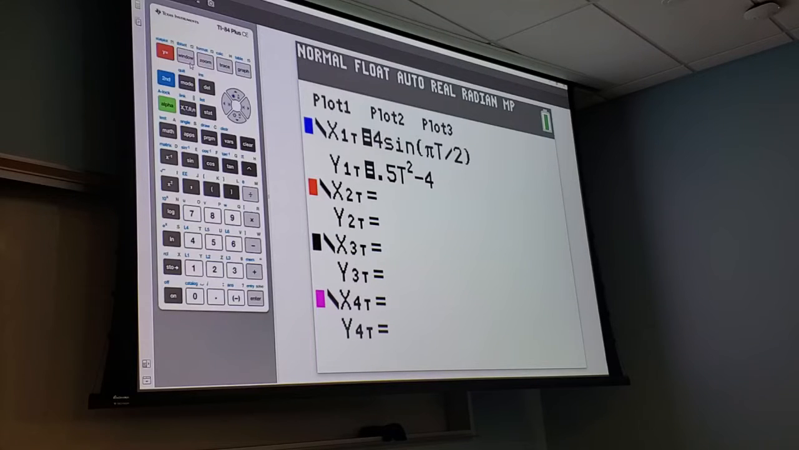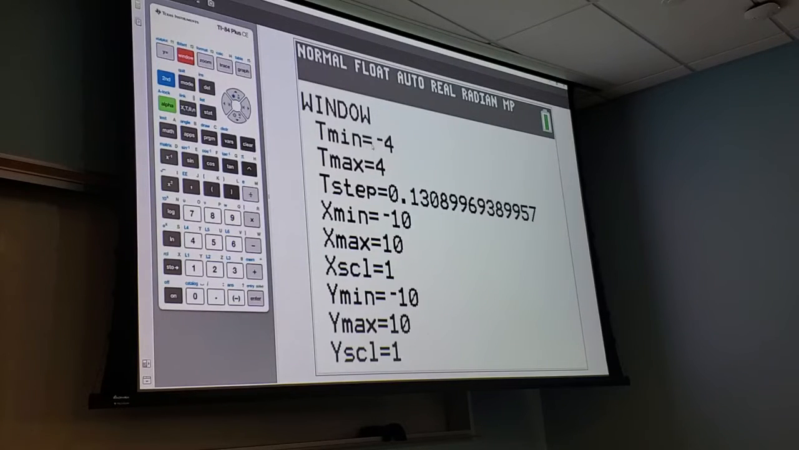If I go to window, what is t supposed to go between for this problem? -4 to 4. So if I go to window, I better make sure my t min is -4 and my t max is 4, right? You guys see that? Is it pretty cool?